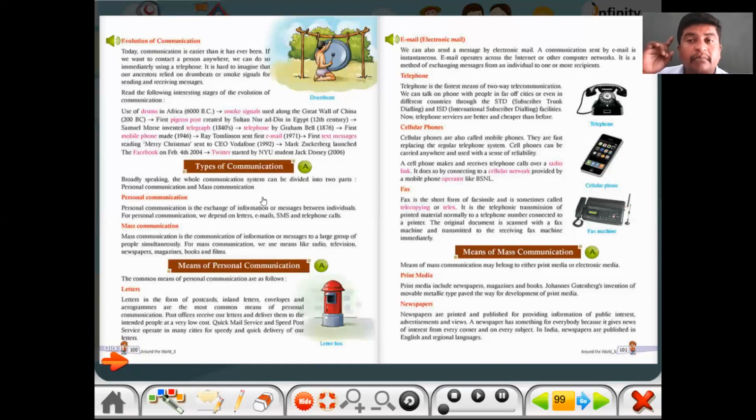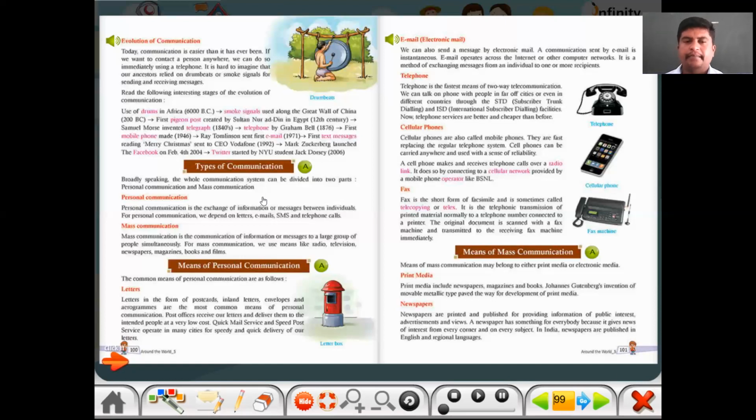Imagine once upon a time, when there was no mobile. The letter was moving from one place to another place through the postman. The post offices were doing this work. The post offices were receiving the letters and sending the letters.